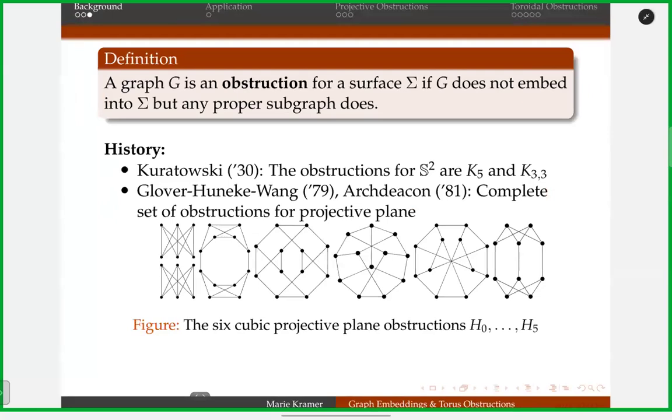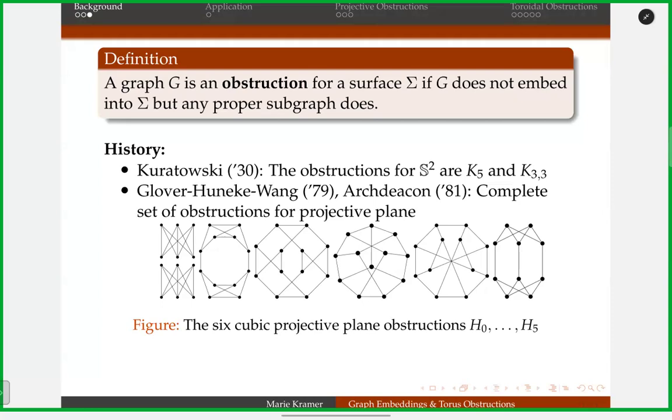Okay, but the sphere isn't the only surface. So what about obstructions for other surfaces? In the 70s and 80s, there was a series of papers by Glover, Huneke, Wang, and Archdeacon that showed that the complete set of obstructions for the projective plane has 103 graphs. And I believe 35 of those are minor order obstructions. But since here we're talking about obstructions with respect to subgraphs, there's 106.